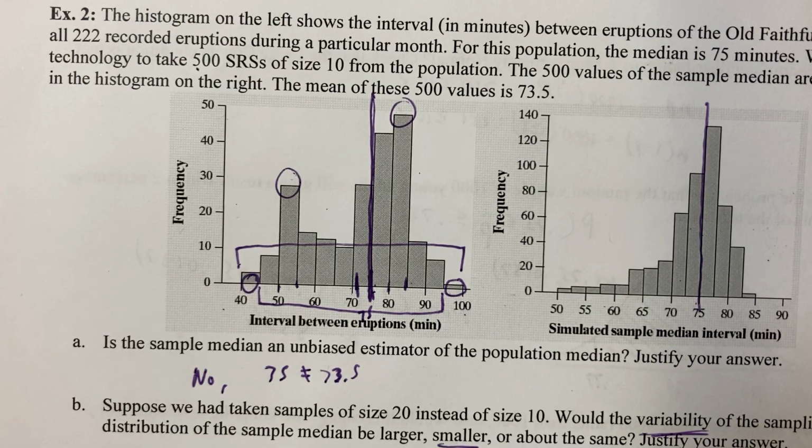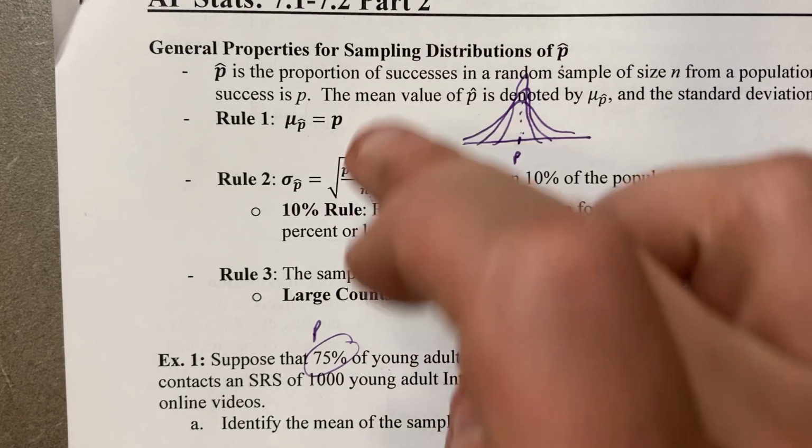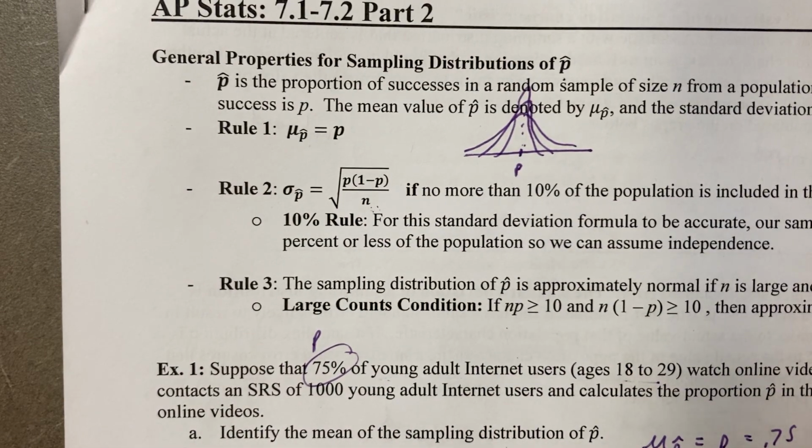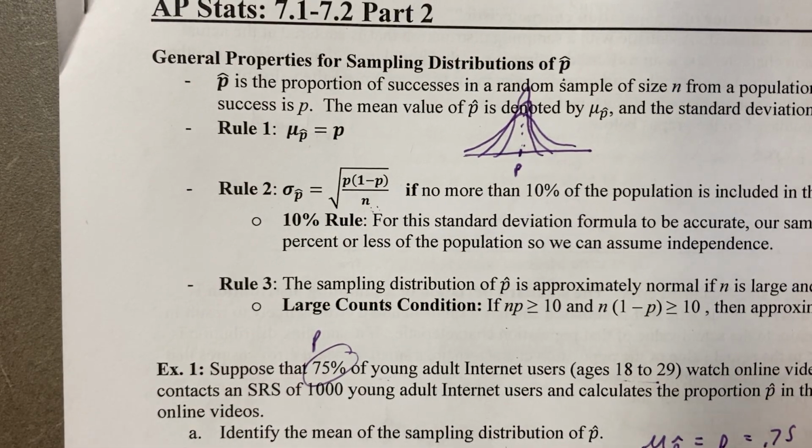All right, that's the lesson. Big part of the lesson, though, is understanding these three rules for sampling distributions. It's all about samples making inference now.